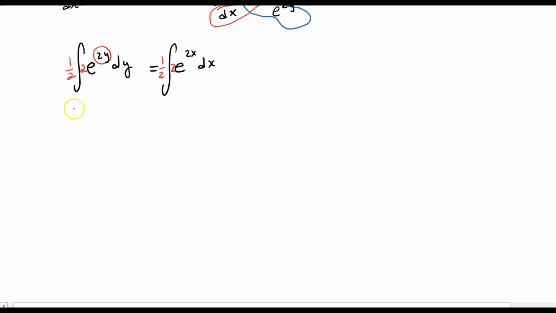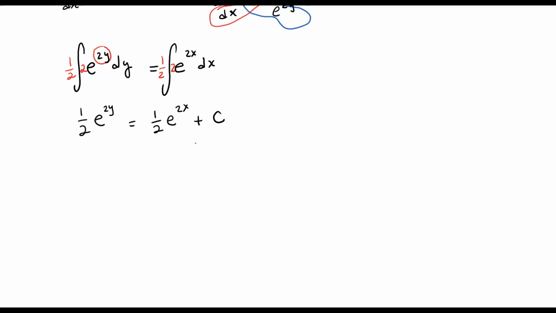I end up with 1/2 e to the u du in both cases. And so I end up with 1/2 e to the 2y equals 1/2 e to the 2x plus a constant. In both cases I end up with that. Now I will write in only one constant of integration. They both have a constant, so if you had a constant on the left and you moved it to the right, you'd have some new constant. So we only need one.